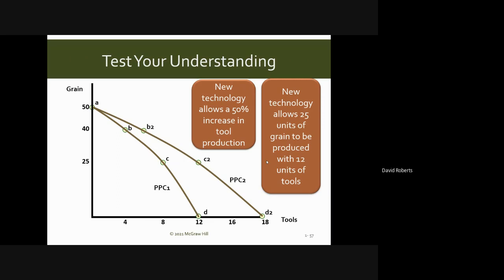The reason why it affects the others is you can produce more tools, and some of that can be reallocated to grain. But if you're only making grain, a change in technology to produce tools has no effect because you're not making any.